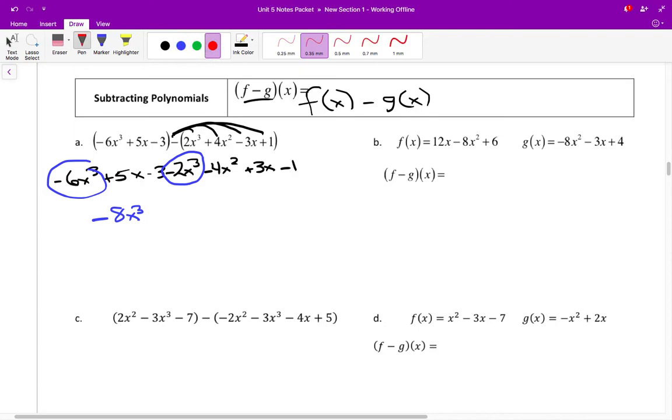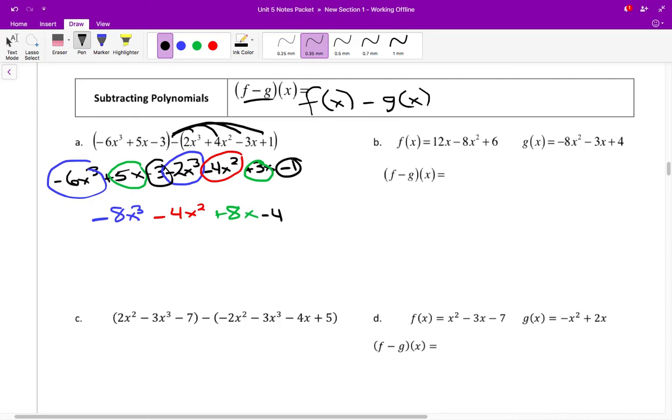Next, let's look for my quadratic terms, which it turns out there's only one. So really there's nothing to combine it with. You could just copy that down, negative 4x squared. Next, let's look at linear terms. You've got a positive 5x and positive 3x. Those would combine to be a plus 8x. And then lastly, look at your constant terms. You should have a minus 3 here and a minus 1 here. Gives you a minus 4.